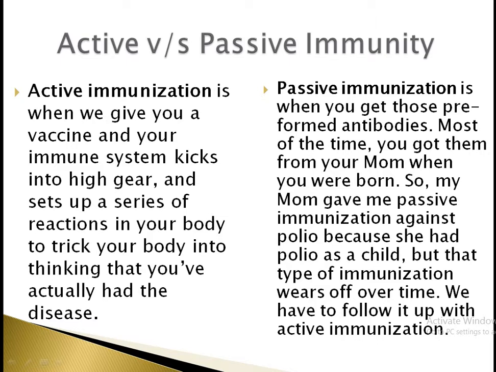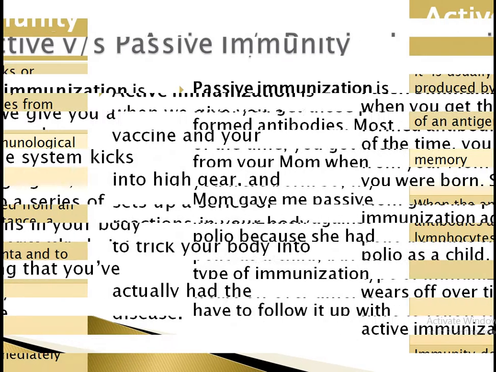That is the main difference, that in passive you are getting preformed antibodies. Most of the time, your mother can give you the immunoglobulins. So my mom gave me passive immunization against polio because she had polio as a child, but that type of immunization wears off over time. We have to follow it up with active immunization also.